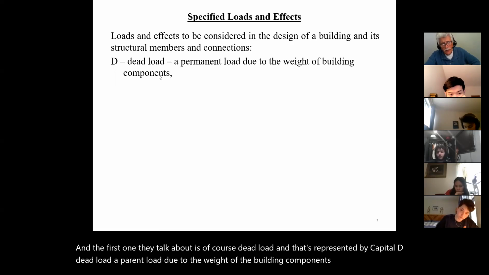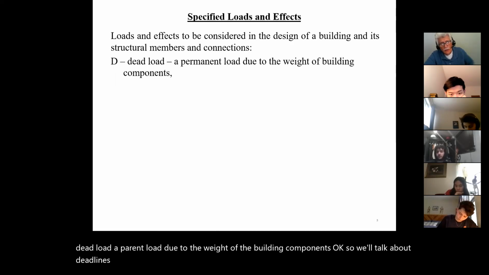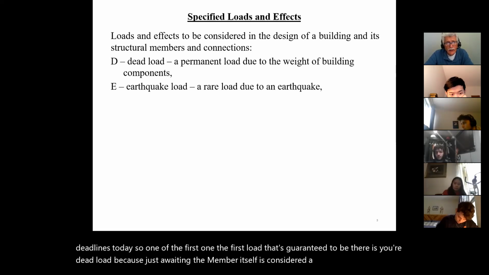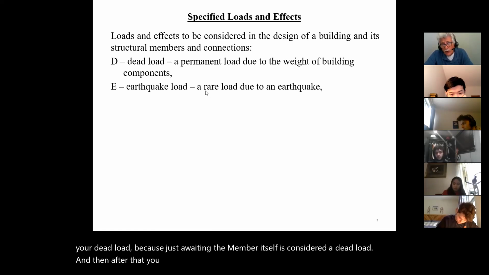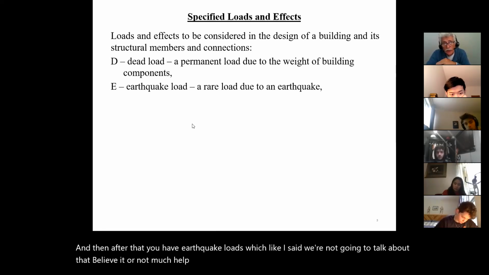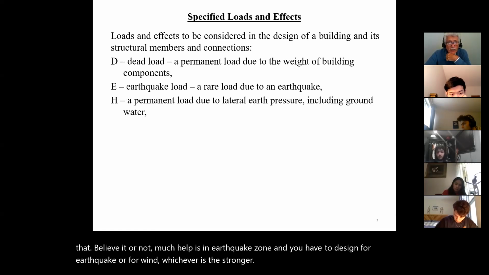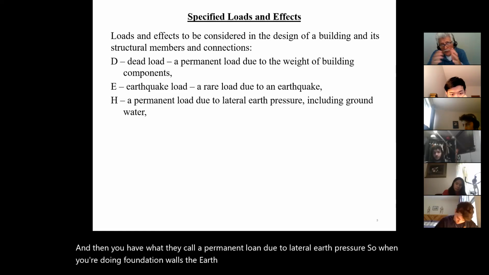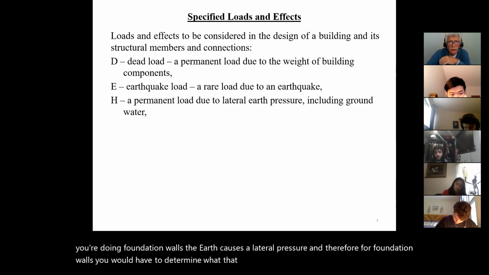So we'll talk about dead loads today. One of the first loads that's guaranteed to be there is your dead load, because just the weight of the member itself is considered a dead load. After that, you have earthquake loads, which we're not going to talk about, but believe it or not, Montreal is in an earthquake zone, and you have to design for earthquake or wind, whichever is stronger. Then you have what they call a permanent load due to lateral earth pressure. When you're doing foundation walls, the earth causes a lateral pressure, so you would have to determine what that pressure is and design the wall accordingly.